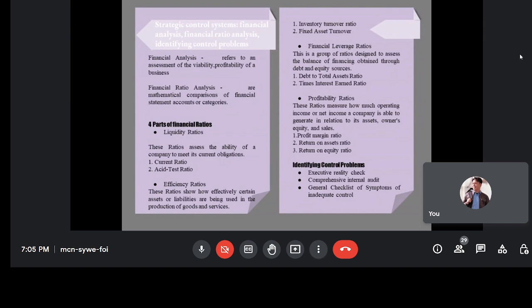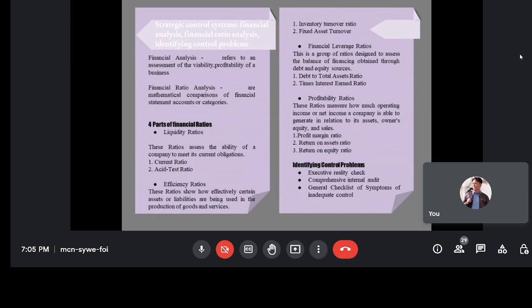Second is the return on assets ratio. This ratio shows how much income the company produces for every peso invested in assets. The formula used is: return on assets ratio equals net income over assets. Third is the return on equity ratio. This ratio measures the returns on the owner's investment. It may be arrived at by using the following formula: return on equity ratio equals net income over equity.